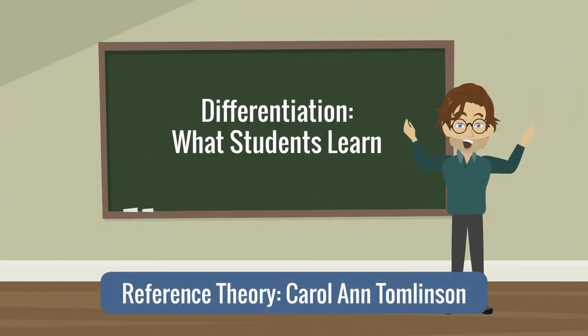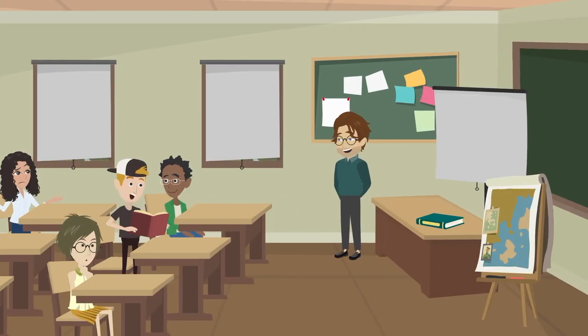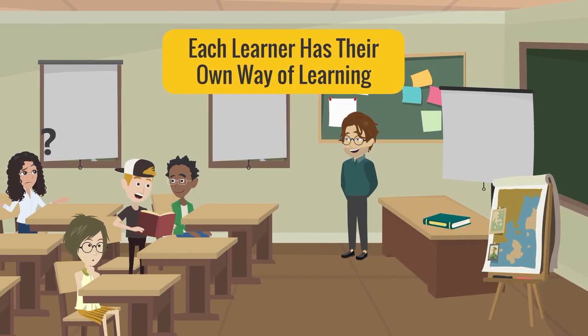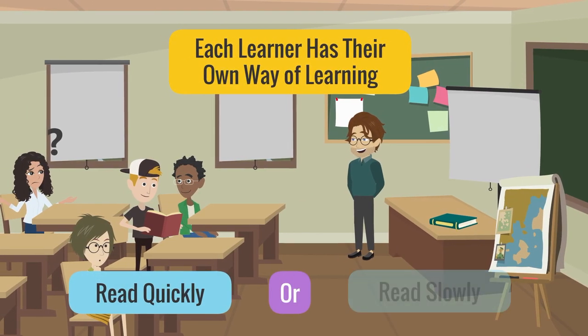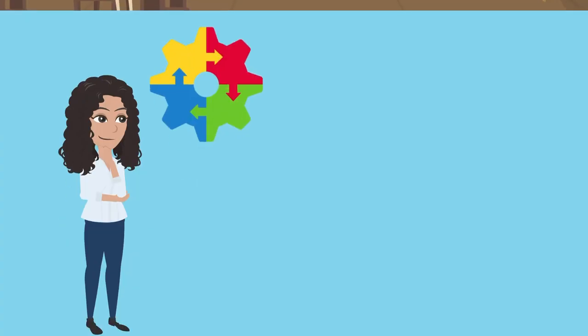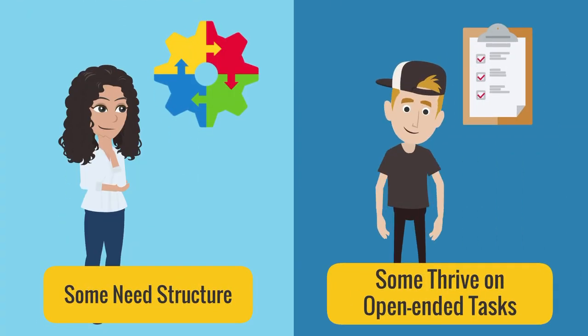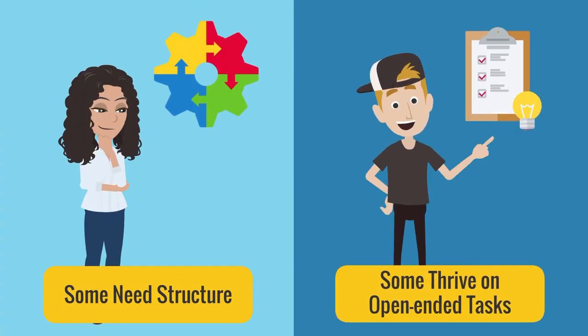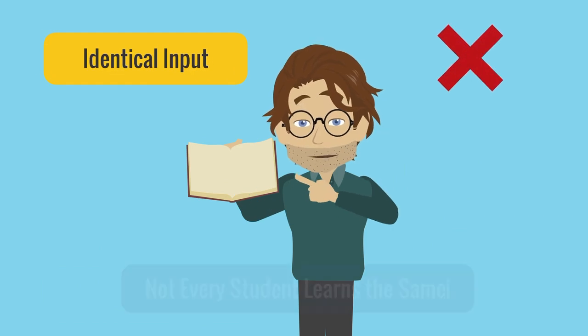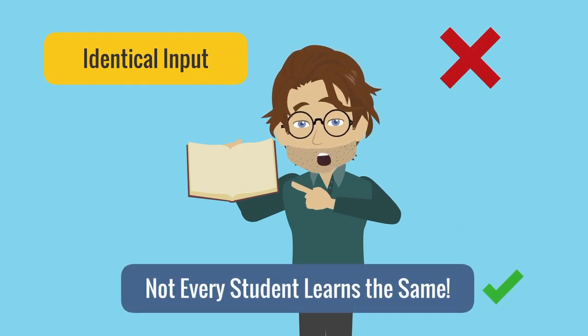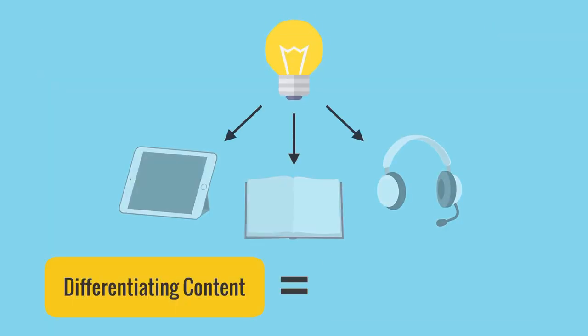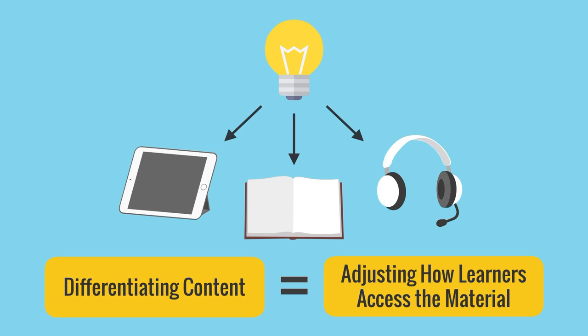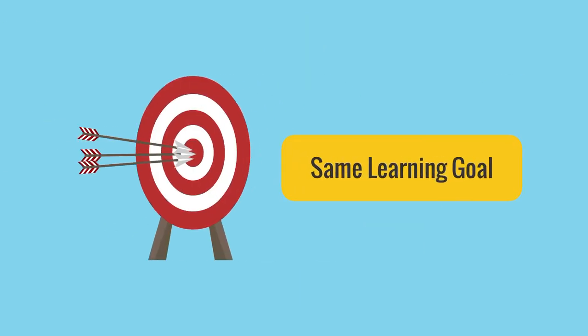Let's talk about differentiating content. That's the what of learning. In any classroom, not all learners start in the same place. Some read quickly, some take time, some need structure, others thrive on open-ended tasks. So, why give them all identical inputs? Differentiating content means adjusting how learners access the material, while keeping the learning goal exactly the same.